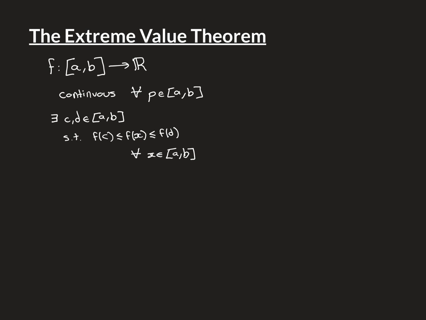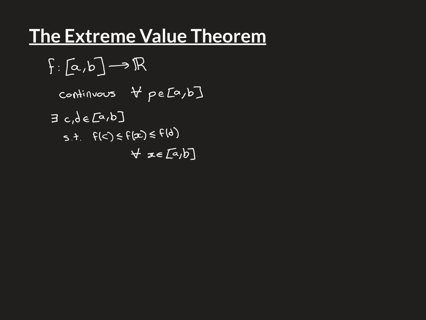And it has a second part to it as well. It says that the function is going to obtain its maximum value and it's going to obtain its minimum value. So we can write this as follows. There's going to exist 2 points inside this interval. One point is going to be where the function obtains its minimum, and one point is going to be where the function obtains its maximum. We'll call the point where it obtains its minimum c, and we'll call the point where it obtains its maximum d.